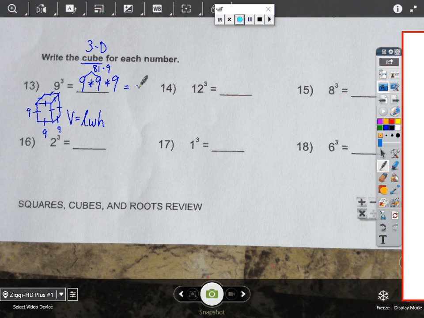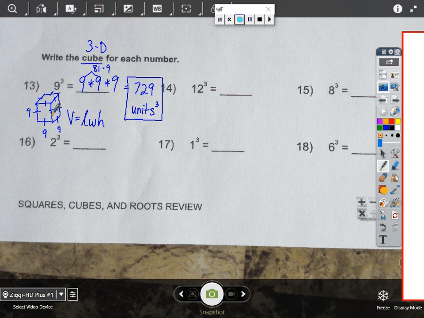So I'm going to get 729. Now, if you want to really impress the teacher, hint, hint, wink, wink, you would know that these are units, yes, but these are cubic units. These are those little tiny cubes that fit inside. This is the volume, the inside dimension of a 3D shape.